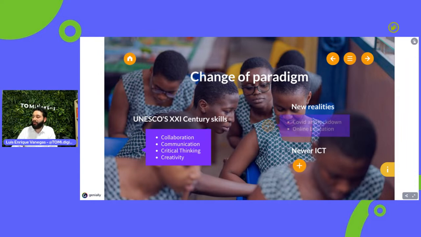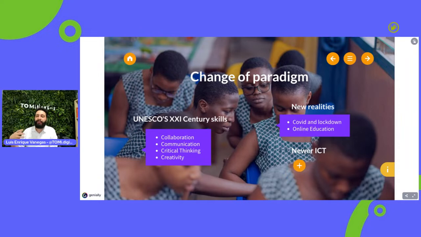We need to understand there's new realities. For example, COVID and lockdown was the one that we discussed. That new reality definitely changed and shaped the world and the society in a way. Online education is working, is going on, and is developing and advancing, and will probably grow even more in the near future.